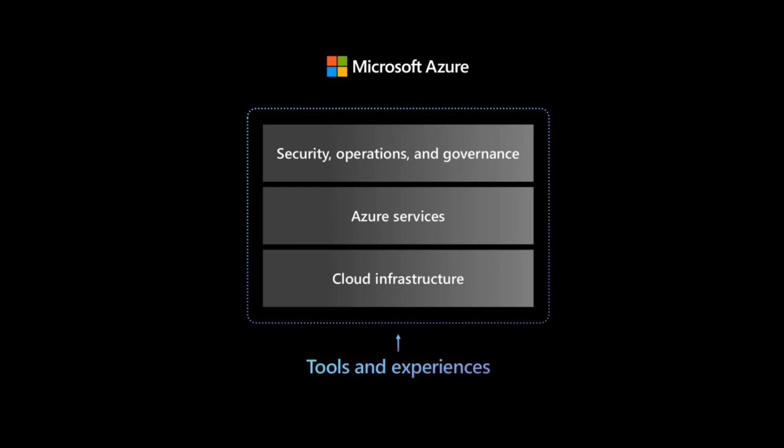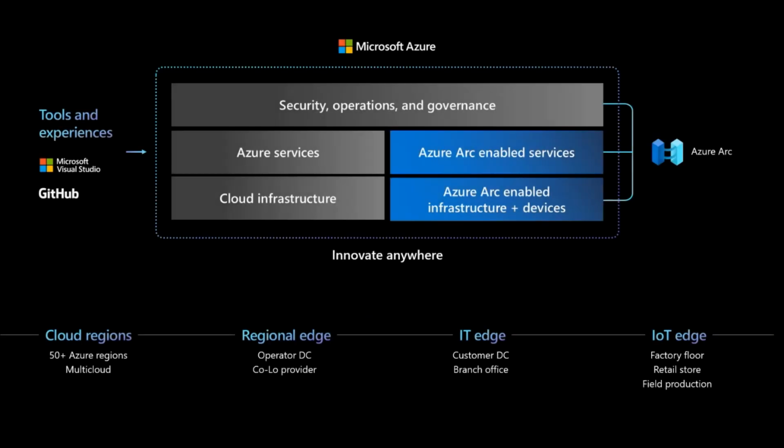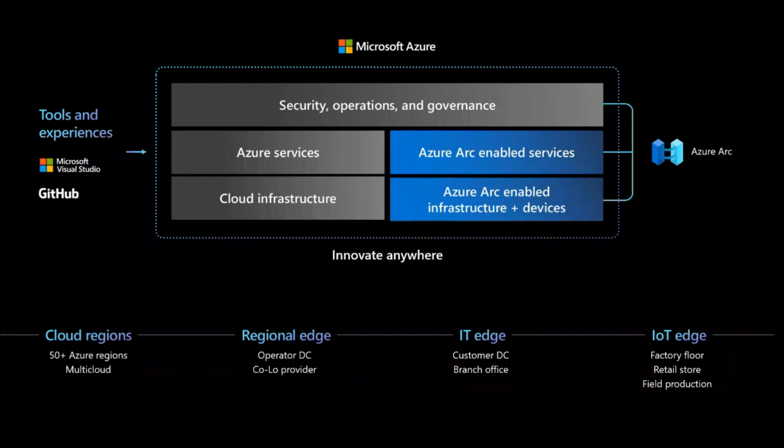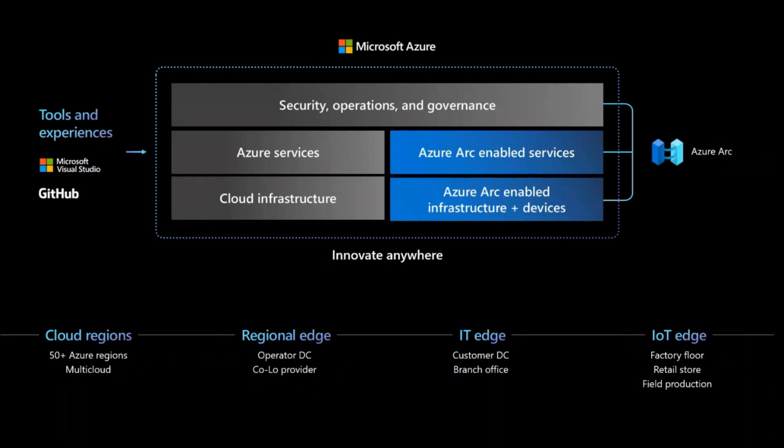So if you look at the screen, we have a certain set of tools and experiences that we use for Azure-based workloads, right? All these security, operations, and governance capabilities, the cloud-native capabilities that Azure provides, and the bunch of services like application services or database services that Azure provides, are all somehow restricted to the cloud infrastructure only. And I'll just enhance that image over here. If you look at the bottom layer, the cloud infrastructure, now it's expanded to Arc-enabled infrastructure and devices.